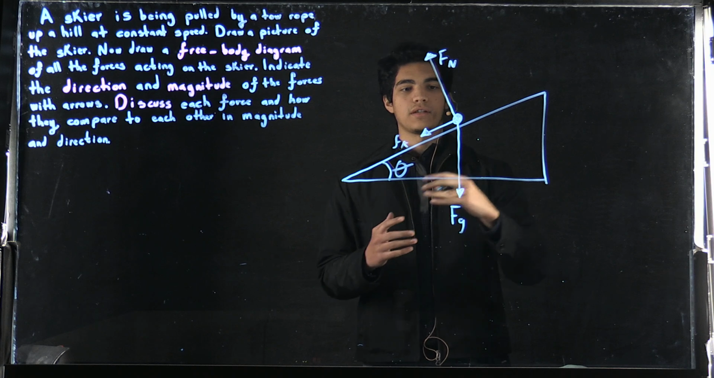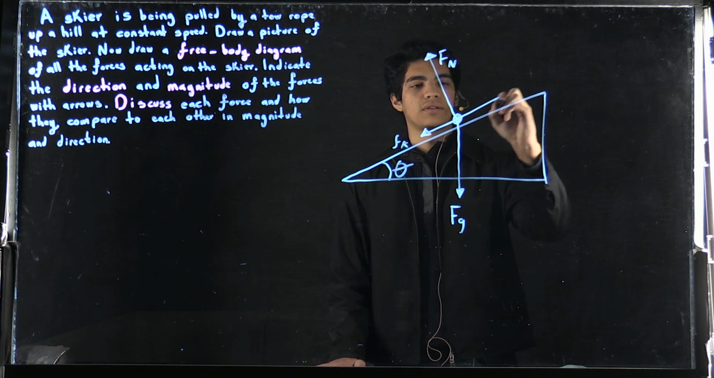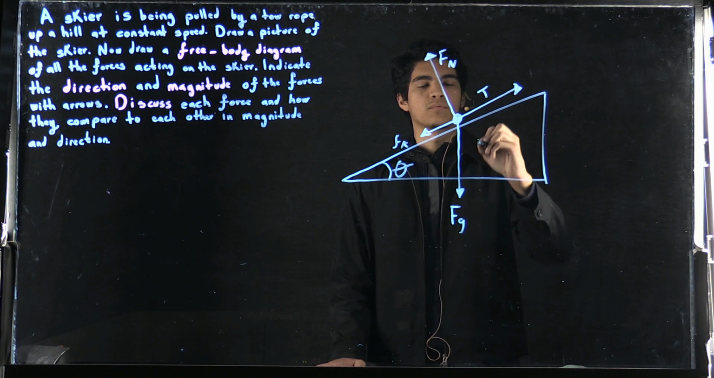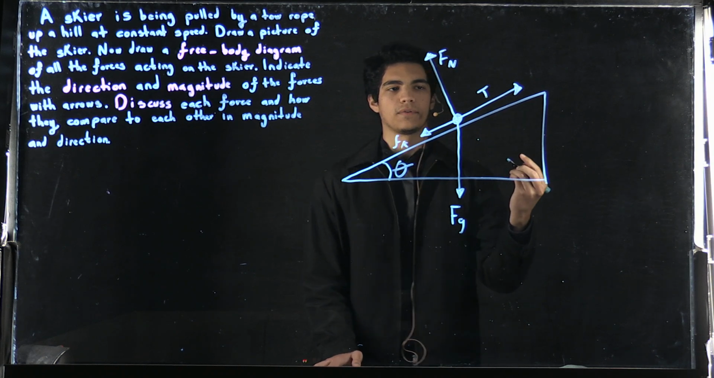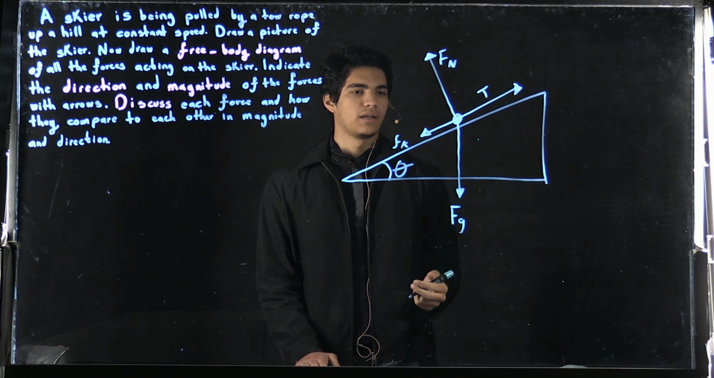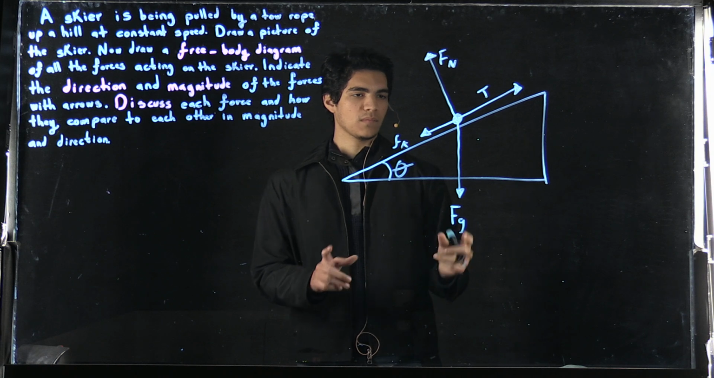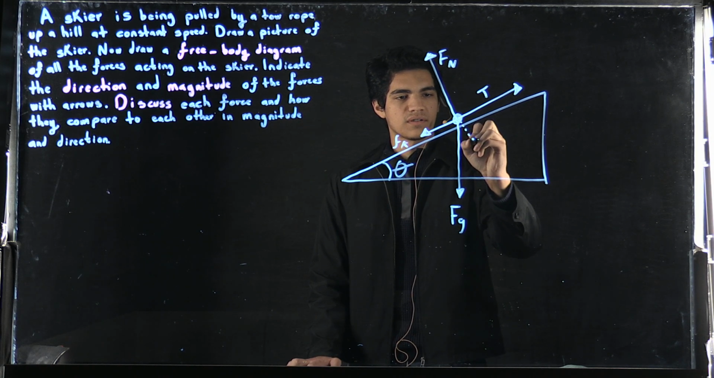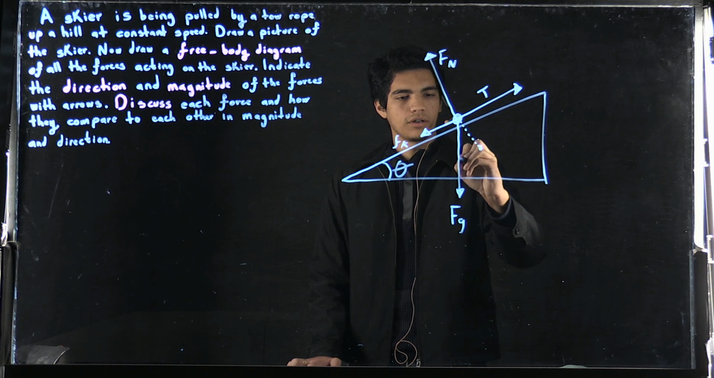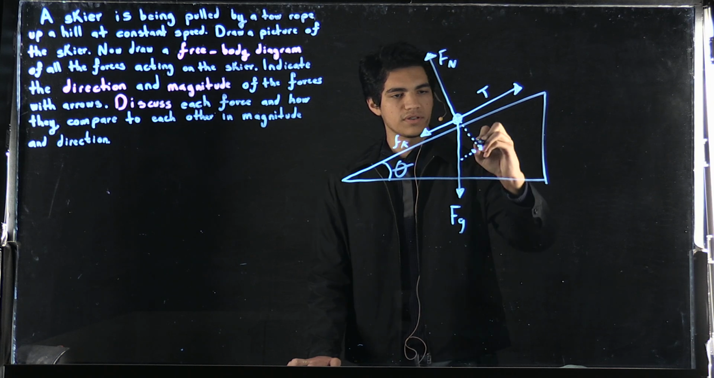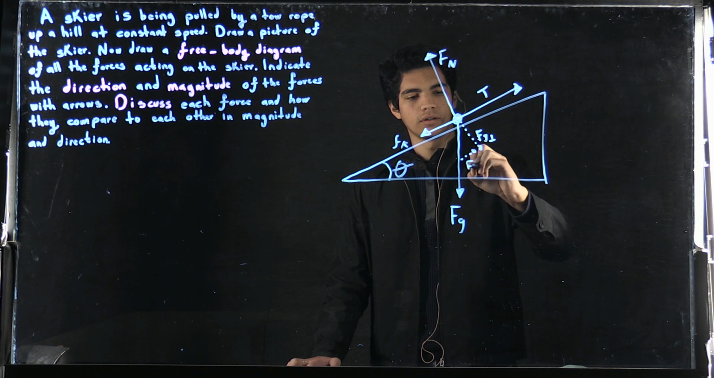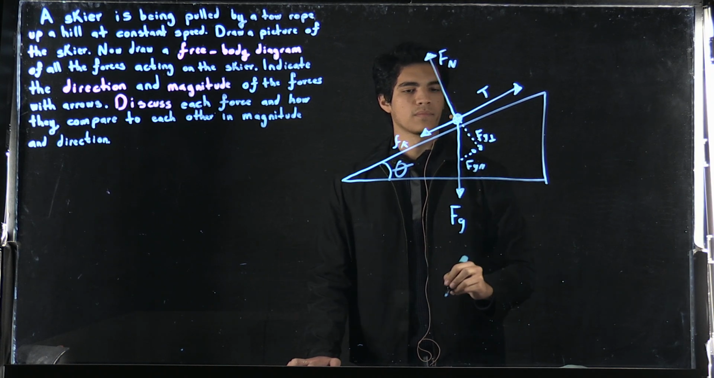And since the skier is going up a hill being pulled by a rope, we would have the applied force, which in this case is tension, since we have a rope. And now we can break up the force of gravity into its perpendicular and parallel components. So this would be Fg perpendicular, Fg parallel.